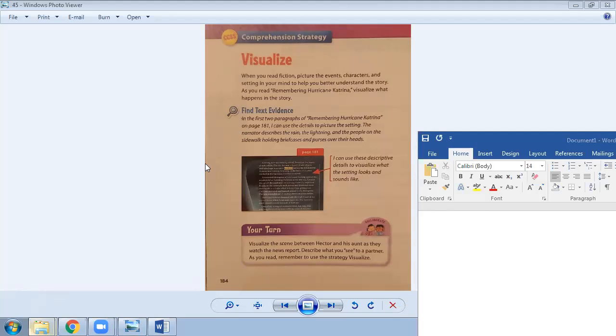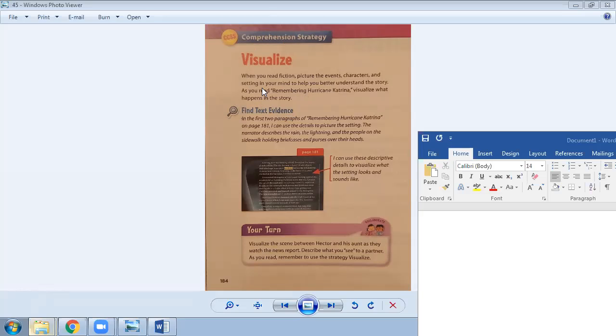Visualize is when you picture the events, characters, and settings in your mind to help you better understand the story. Okay, that's right. So when you're reading, you can imagine what the events look like, the characters look like, the place that the story is happening. You can imagine these things in your mind. You use the description from the story to help you understand. Okay, so we make a picture in our mind. Okay, thank you, Melik.